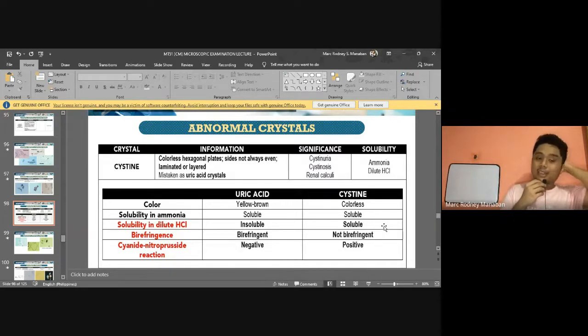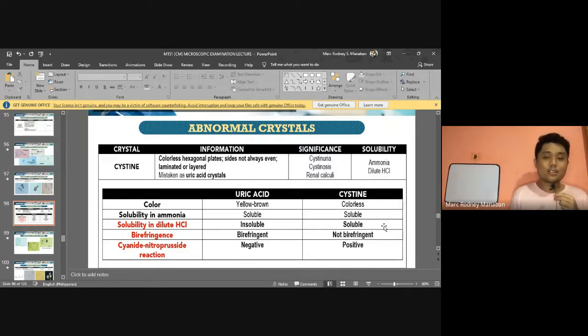For cysteine, we mentioned that this is, again, hexagonal, six-sided in shape, all right? And the sides are not always even, meaning some sides are longer, or it doesn't look the same. It can be mistaken as uric acid, as we have mentioned, because your uric acid may also have a hexagonal shape. All right. Significance is cystinuria and cystinosis. So these are metabolic disorders in which there could be a problem in the reabsorption of cysteine, or there's an enzyme deficiency in the metabolism of cysteine. And aside from that, if cysteine accumulates, it can form renal calculi.